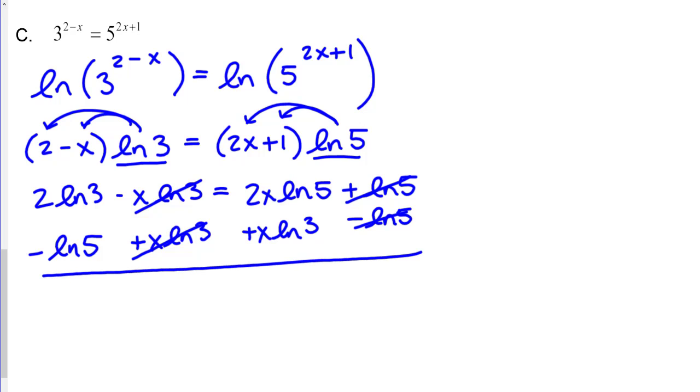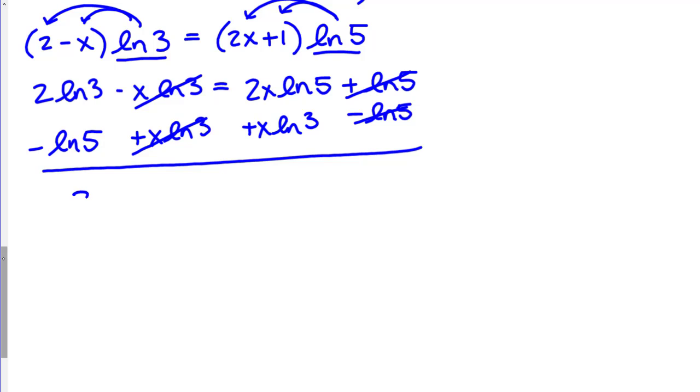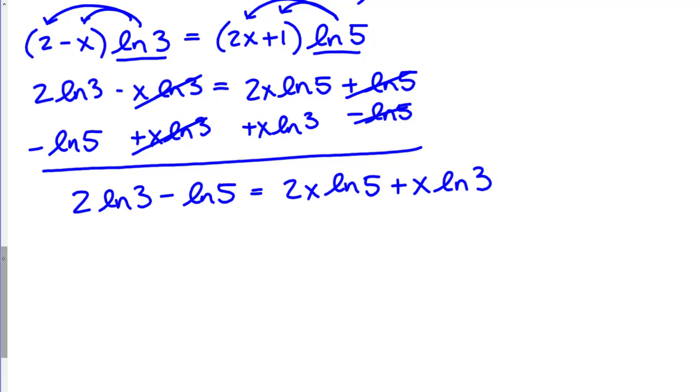So when I combine these, I'm going to end up with this. I'm going to need a little bit more space. So 2 natural log 3 minus natural log 5. I can't combine those because they're not like terms. Similarly, on the other side, 2x natural log 5 plus x natural log 3. I can't combine any of those because they're not like terms either. But on the right-hand side, each of these has a factor of x, which I could use the distributive property and factor that out.